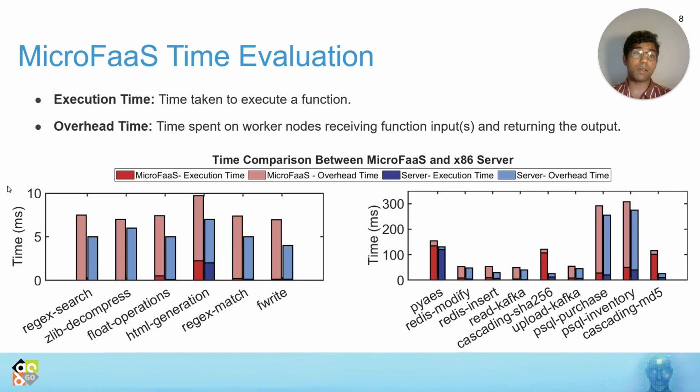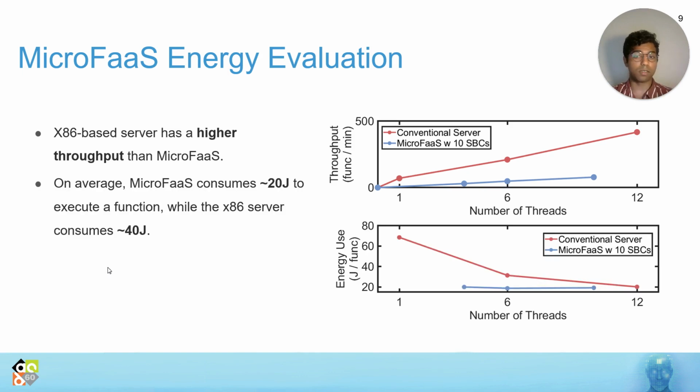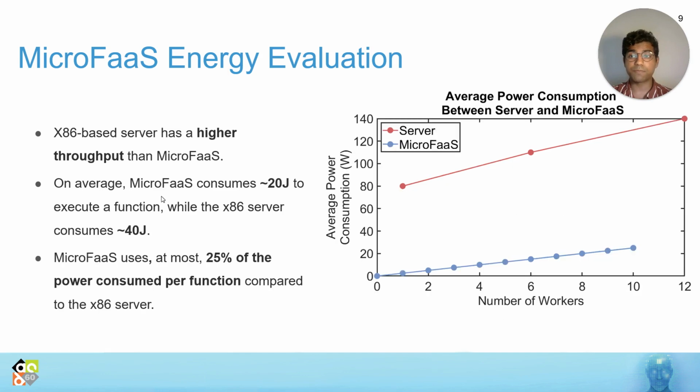Then for the same experiment, we observed the energy performance. Here's the throughput graph, and clearly we can see that MicroFaaS has an inferior throughput when compared to the x86 server. However, when we compare the energy use, which is the energy to run each function, or joules per function, we see that MicroFaaS does a lot better than the conventional server. In fact, MicroFaaS on average consumes 20 joules to execute a function, while the x86 server consumes approximately 40 joules.